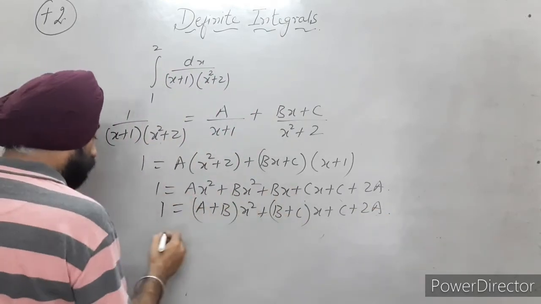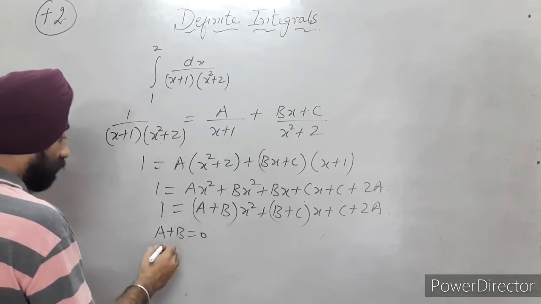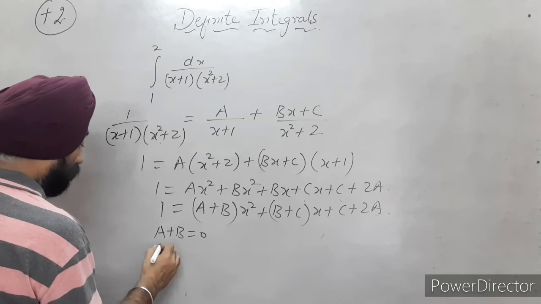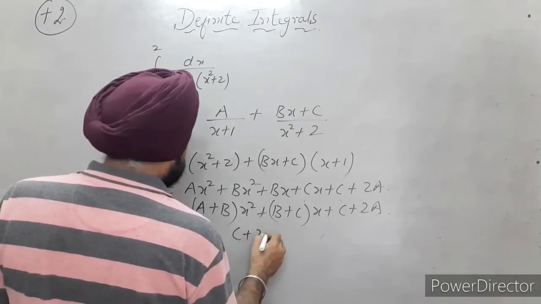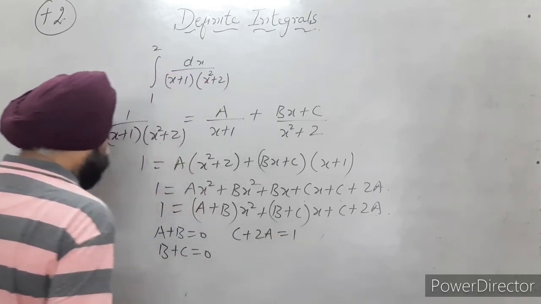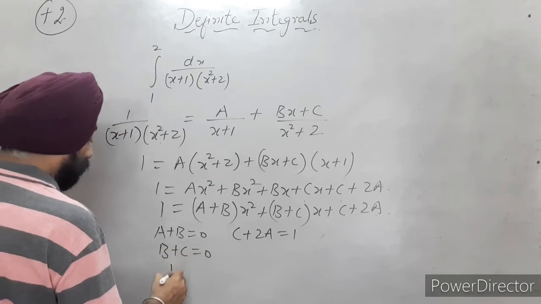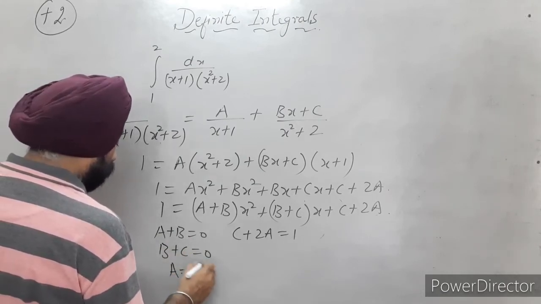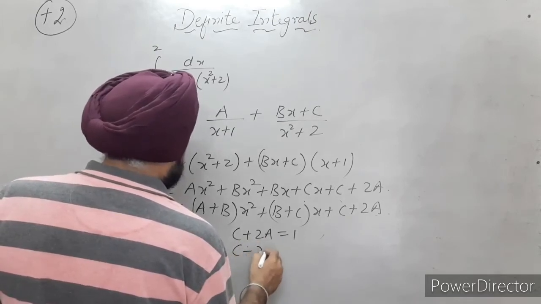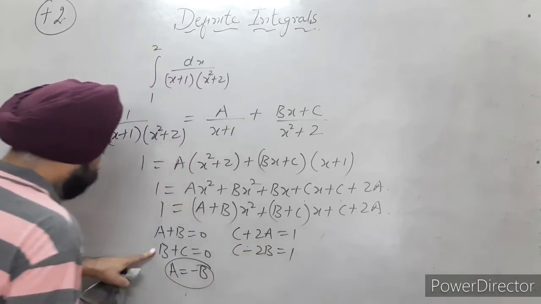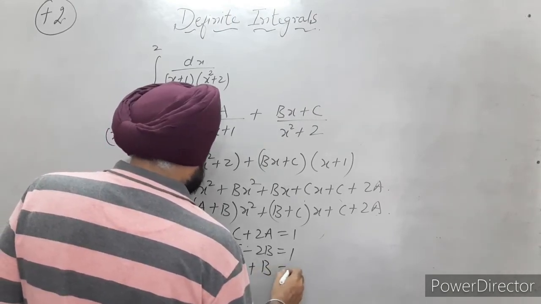Now compare coefficients. I get A plus B is 0, since I don't have any x square on the left hand side. B plus C is equal to 0. The only thing is C plus 2A equals 1. Now A is equal to negative B from the first equation, right? Now I put it over here: C minus 2B is equal to 1. I have this equation also, that is B plus C is equal to 0.